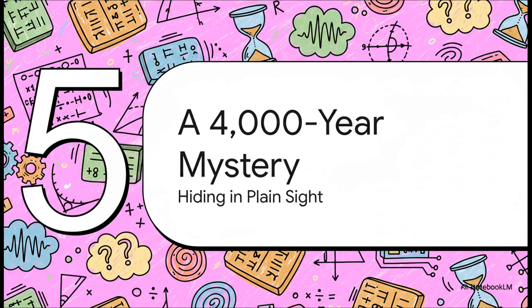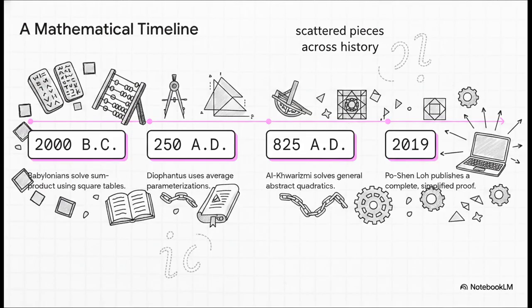Finally, Section 5, a 4,000-year-old mystery. Now this brings us to a genuinely mind-boggling realization. How did a method this mathematically natural fly under the radar for 4 millennia? Because the pieces for this breakthrough were actually scattered all across history. If we look back in time, the Babylonians understood the sum-product substitution over 4,000 years ago using tables of squares.